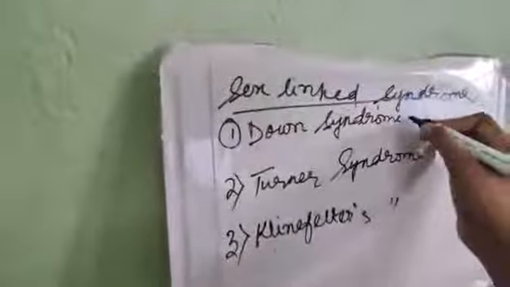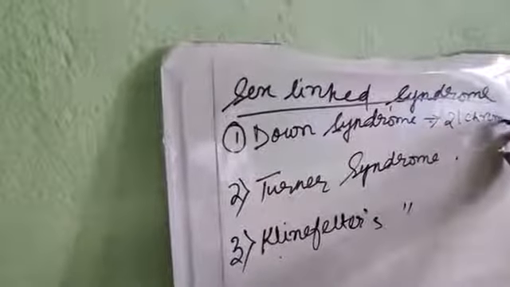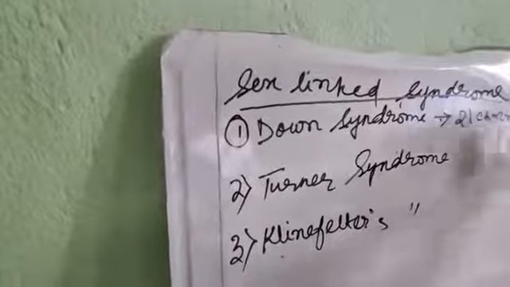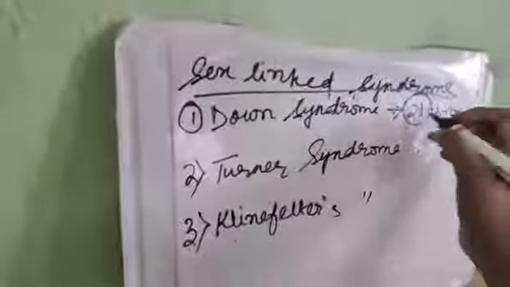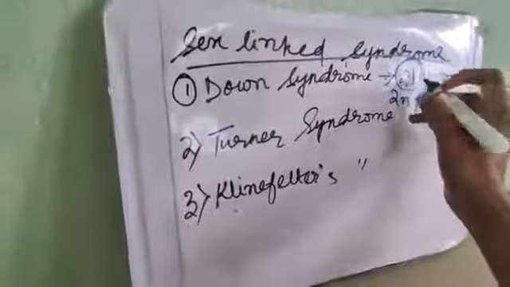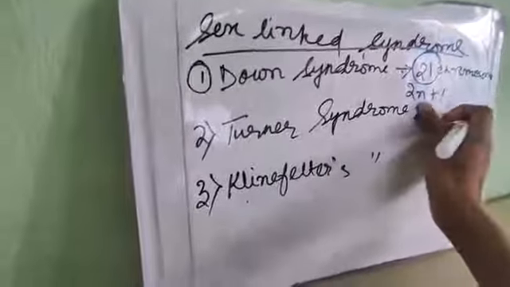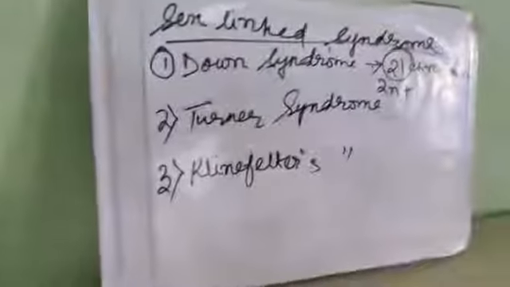The main cause is the trisomy of chromosome 21. That means chromosome 21 is present thrice, that means 2n plus 1. 2n means what? Diploid, so two chromosome 21 were already there. Along with that set of 2, another chromosome 21 has been produced due to non-disjunction.